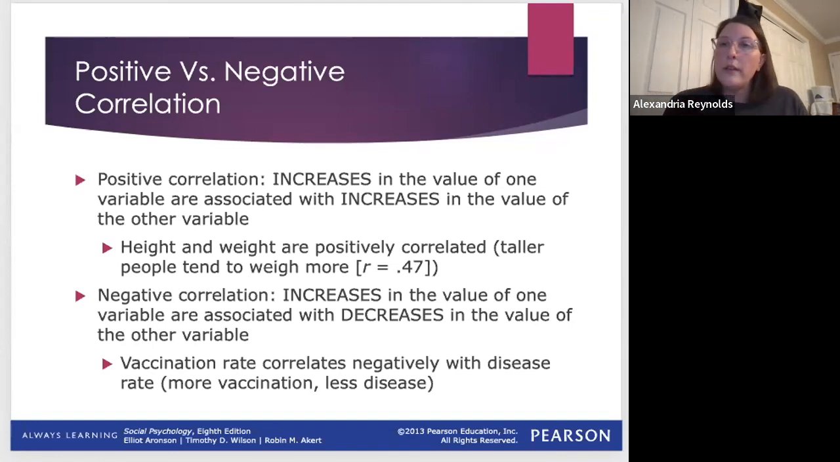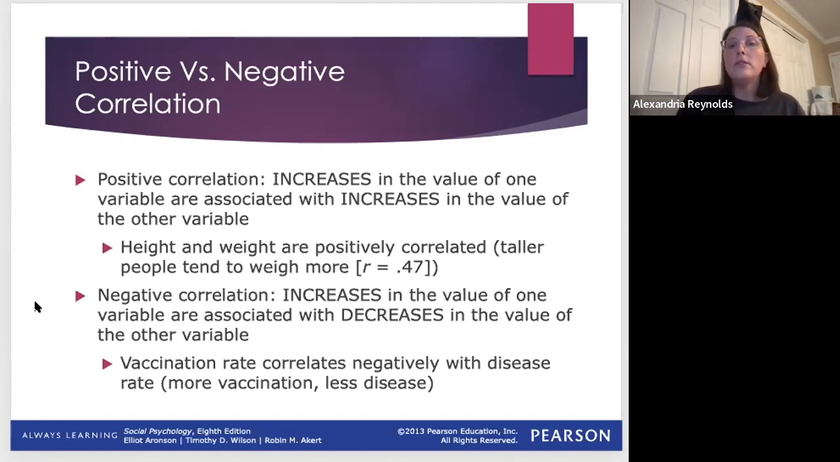If we were to look at this in our example of violent television watching and aggression, a positive correlation would look like, as children watch more violent TV, that's associated with an increase in aggressive behaviors. Now, looking at a different direction, negative correlation would be as a value increases, the other value decreases.